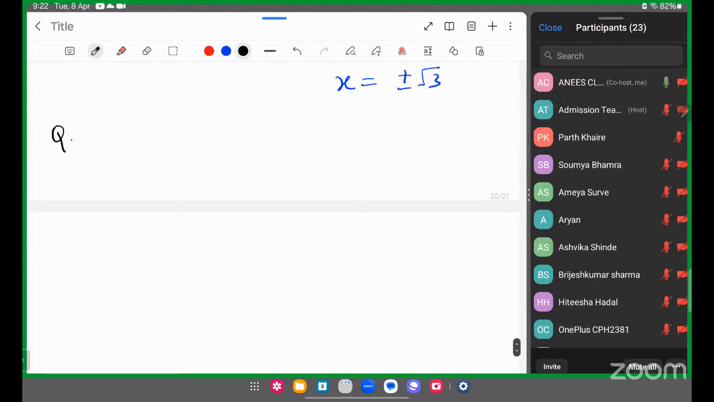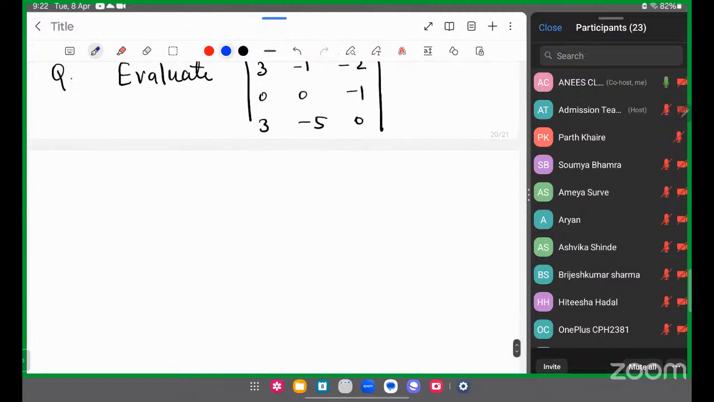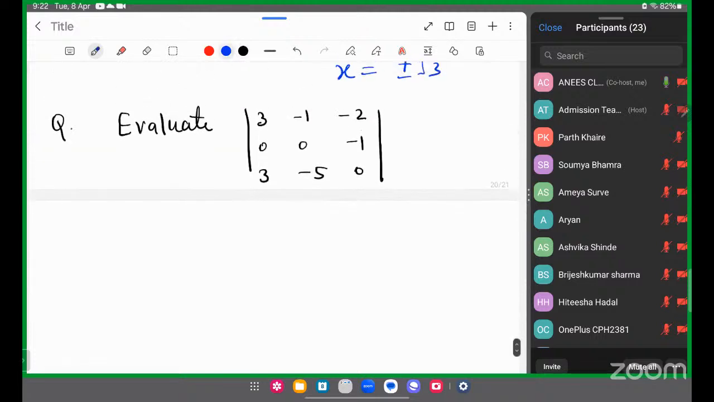Next question is evaluate the determinant 3 minus 1 minus 2, 0 0 minus 1, 3 minus 5 0. You just have to simplify it. So this is a 3 into 3 determinant and we have to solve it.